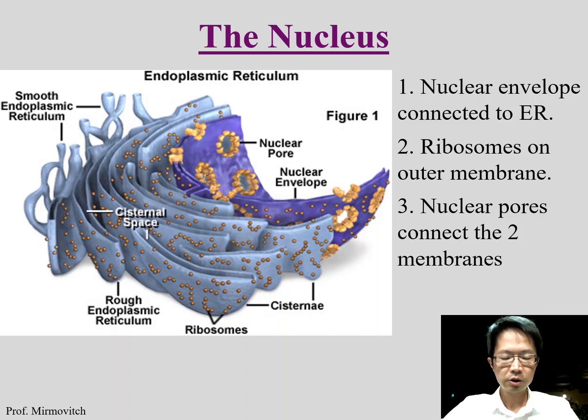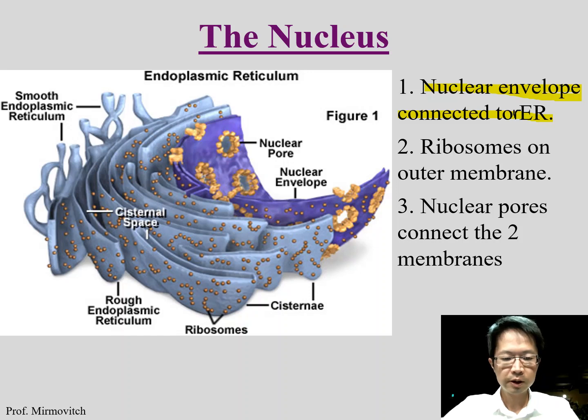So the picture shows you very clearly that the nuclear envelope, also known as the nuclear membrane, connects to the rough ER. Usually people just put a small letter R in front, RER, and then ribosomes on the outer membrane. Because ribosomes are on the rough ER, they make the rough ER look rough.